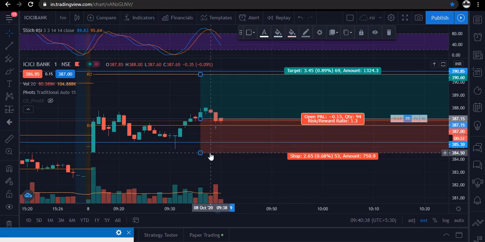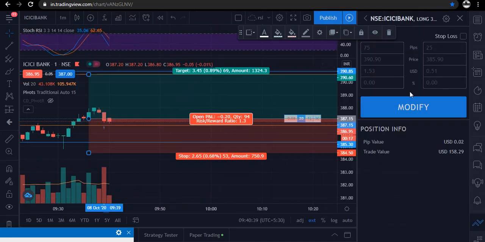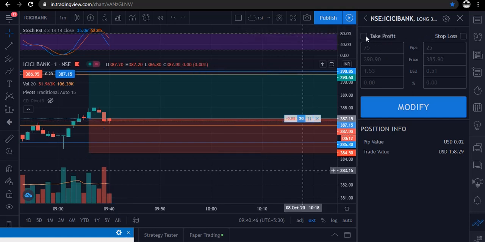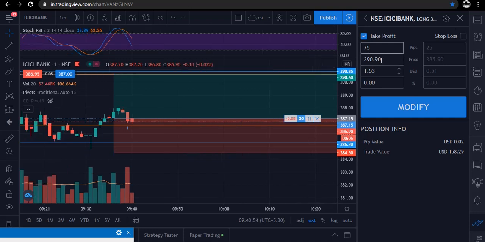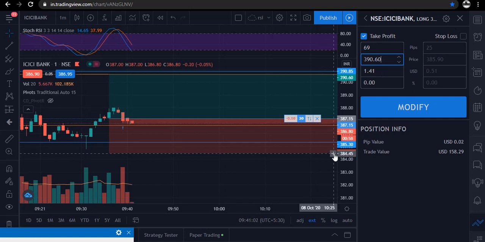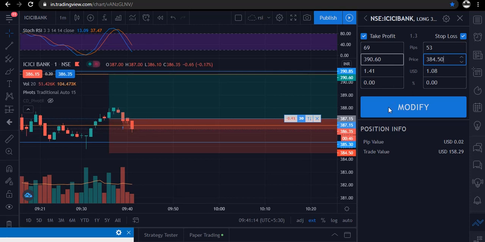Okay traders, so let's do it. Okay, so the profit at which we want to book is 390.60, so here we will enter 390.60 and our stop loss is 384.50, so here we will enter our stop loss 384.50. Okay traders, so here now we are modifying it.